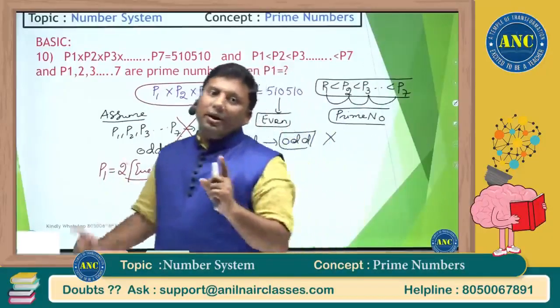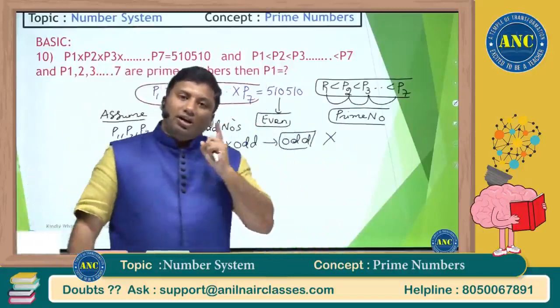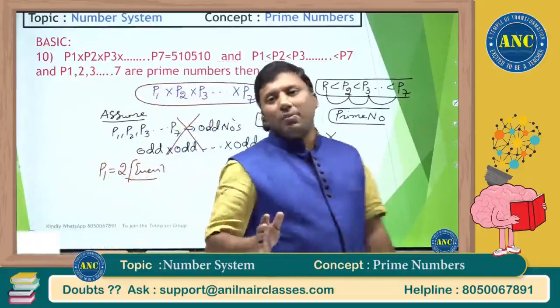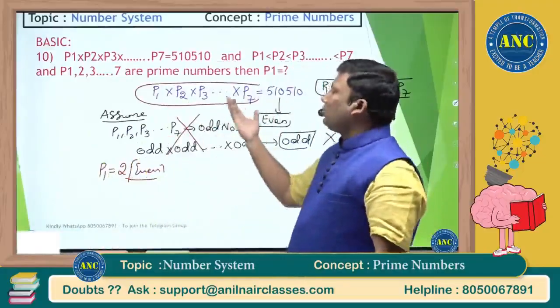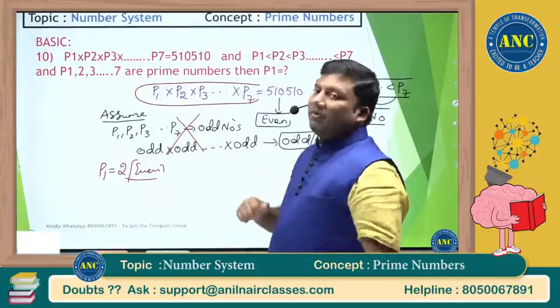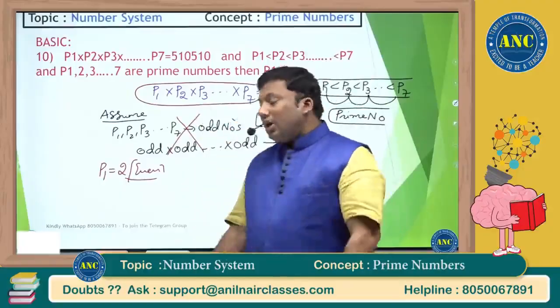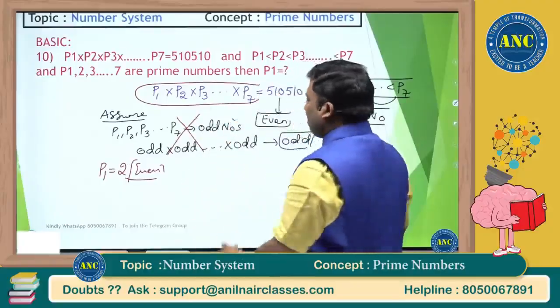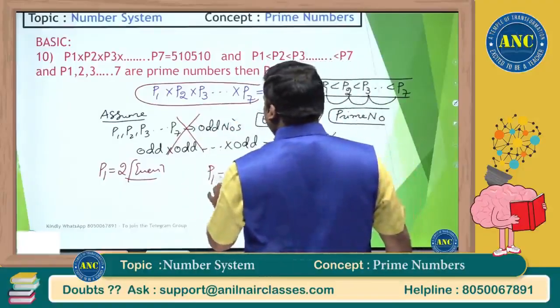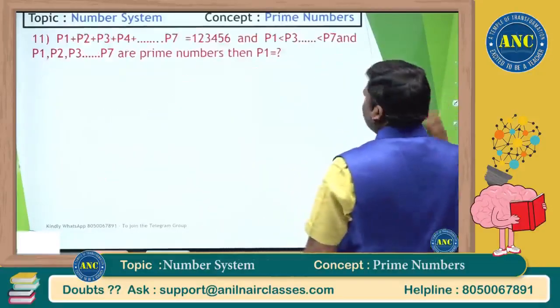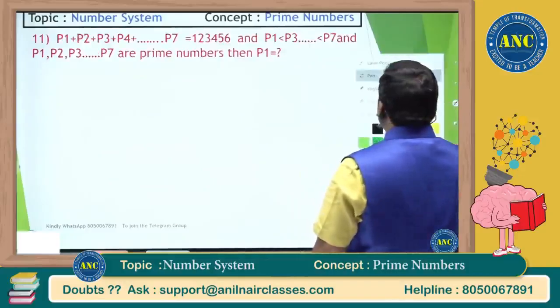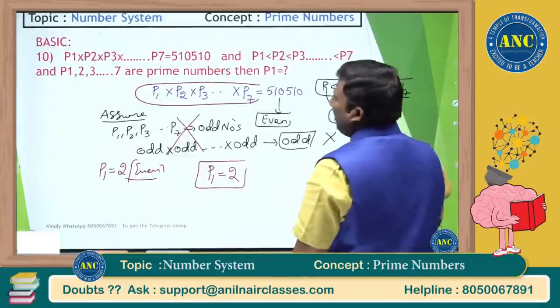All the 7 cannot be odd. Odd into odd into odd will be an odd number. So 1 has to be even. He is referring to P1, which is smallest. What is the smallest prime number and even? Answer for this question is P1 equivalent to 2. I hope the idea is clear.